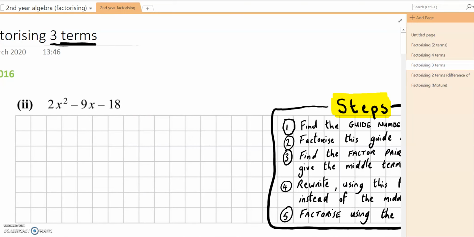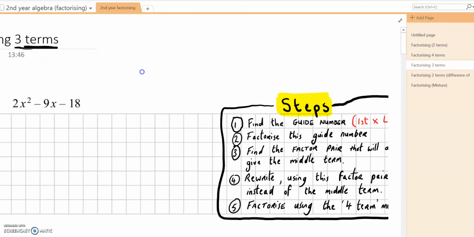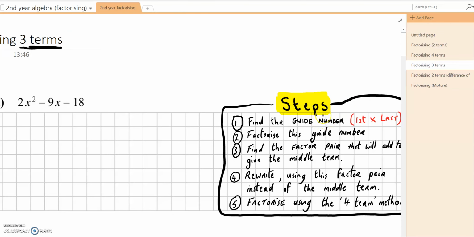Some steps to follow. The first thing we have to do is find the guide number. How do you find the guide number? It's the first number by the last number. The first number we have in this question is 2, and the last number we have is minus 18. So the guide number is 2 by minus 18. What does that give you? It's minus 36. So there's my guide number.